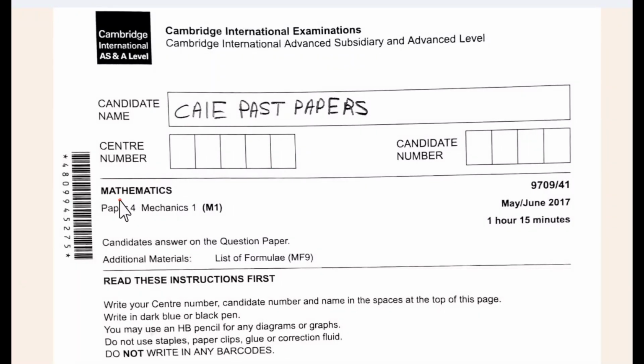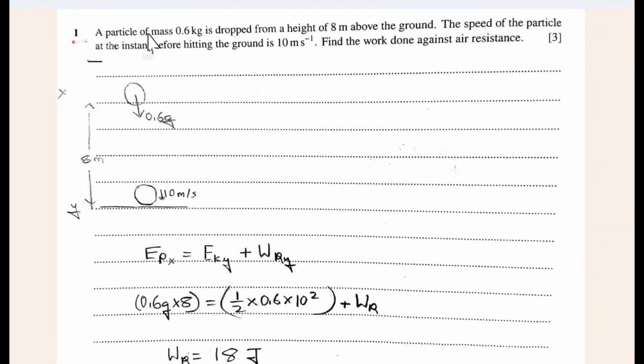We will be discussing Mathematics Paper 4, Mechanics M1, 2017, May-June, variant 41, and the subject code is 9709. Number 1: a particle of mass 0.6 kg is dropped from a height of 8 meters above the ground. The speed of the particle at the instant before hitting the ground is 10 meters per second.